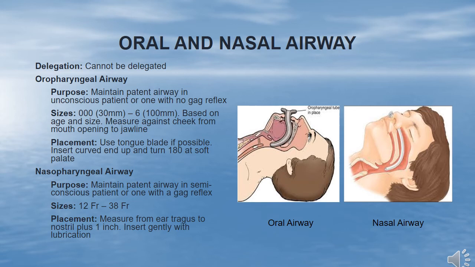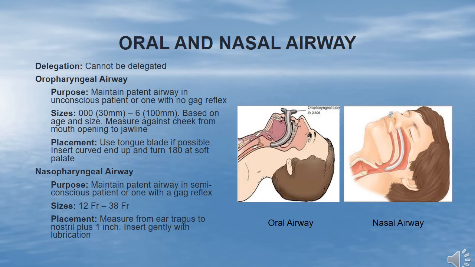A tongue blade should, ideally, be used to depress the back of the tongue during insertion. To begin insertion, the curved end of the oral airway should be pointing up toward the palate. Halfway through insertion, or at the back of the throat, the airway should be rotated 180 degrees. This helps prevent the airway from pushing the back of the tongue into the pharynx and furthering or creating an obstruction.